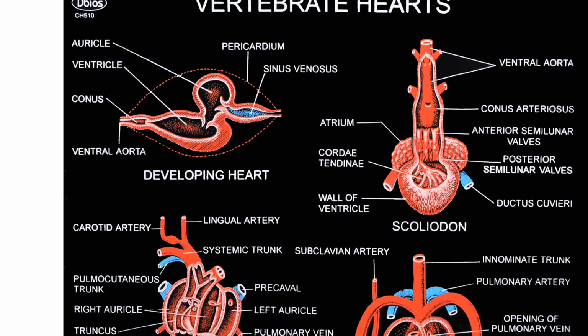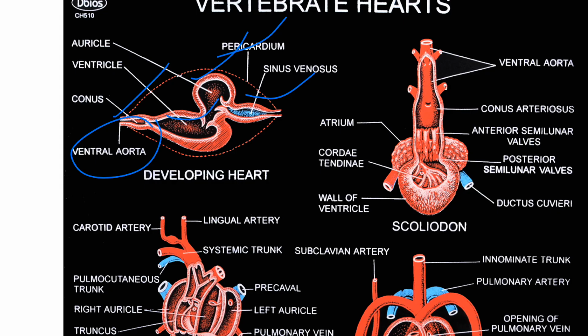In this picture, we are observing auricle, ventricle, conus, sinus venosus, pericardium. Pericardium is a protection layer of the heart, ventral aorta. So these are the structures present in fishes.